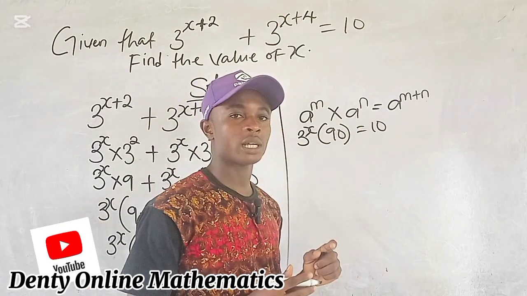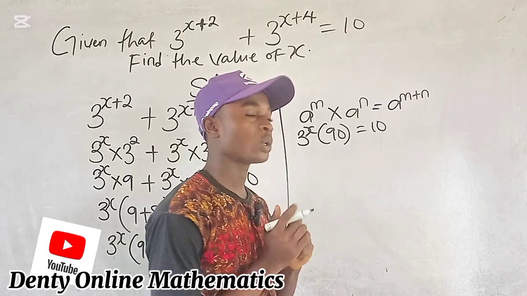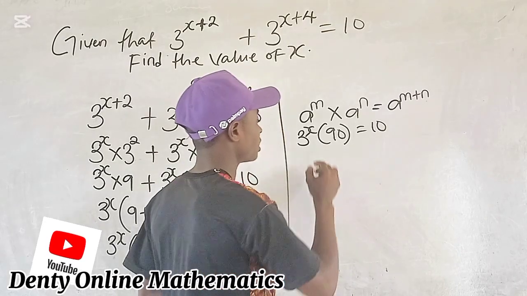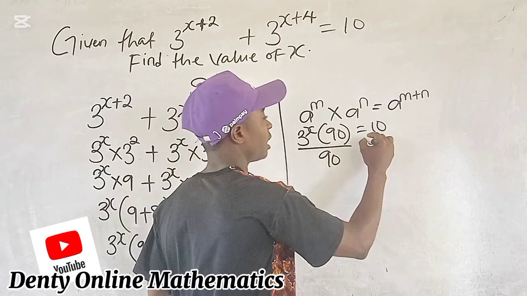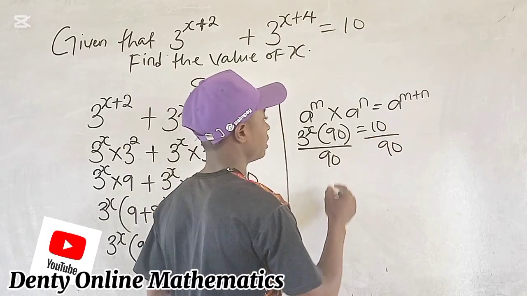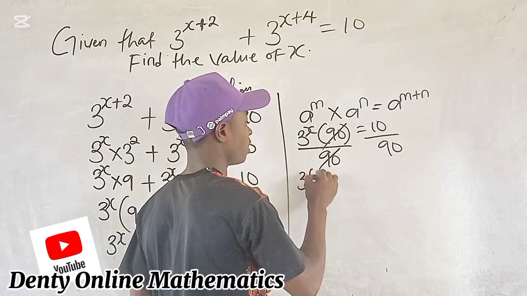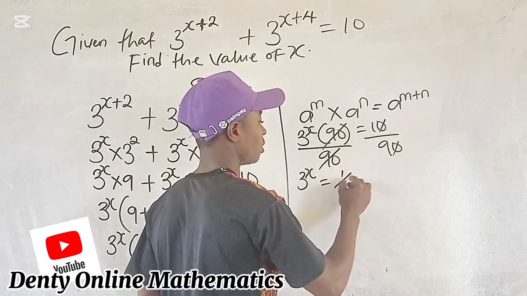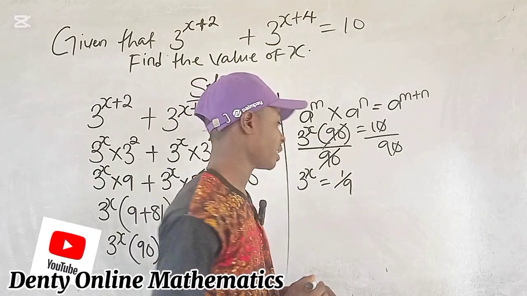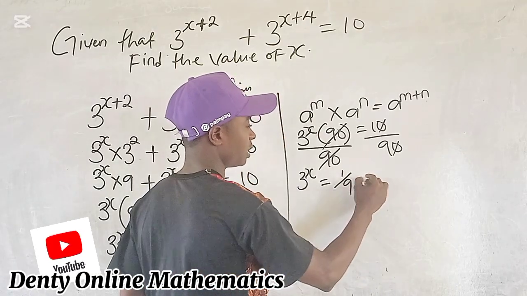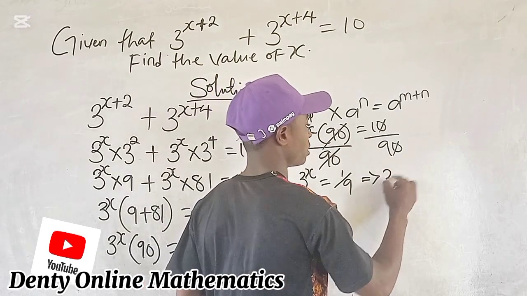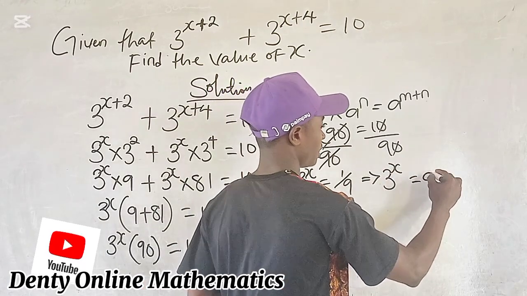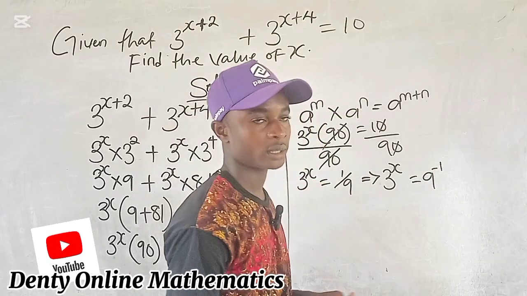Now what we do here is that we will divide both sides by the coefficient of 3 raised to the power of x, which is what? 90. So I will divide here by 90. I will divide here by 90. Now 90 will cancel out. 3 raised to the power of x will be equal to 0 will cancel out, 1 all over 9. Now this implies that 3 raised to the power of x is 1 over 9, same thing as 9 raised to the power of minus 1.